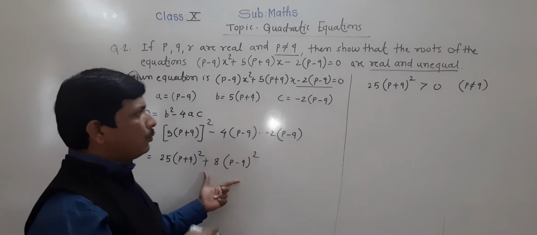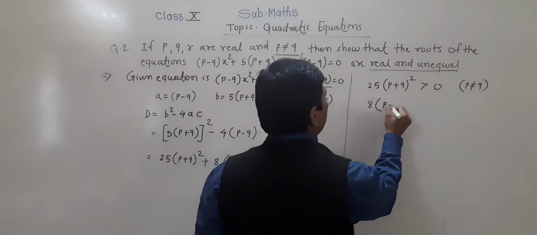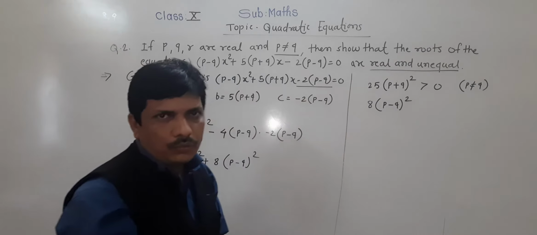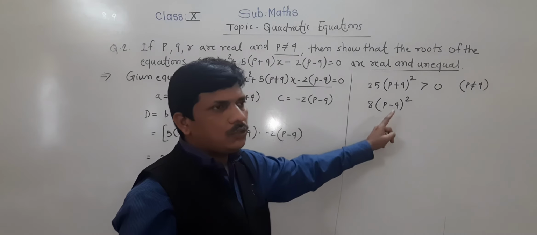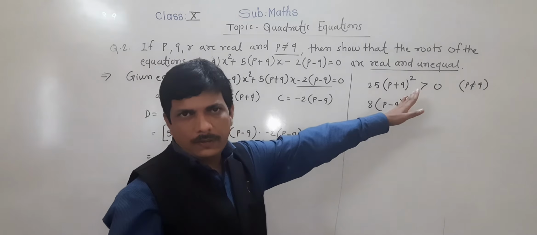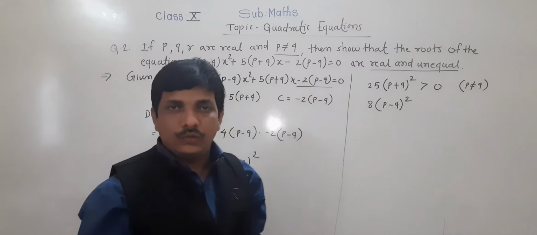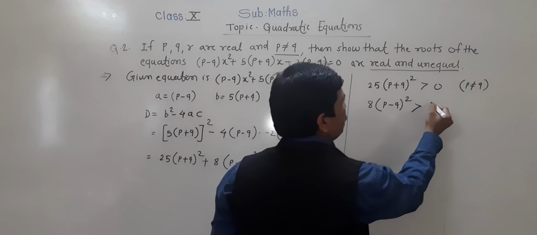Now the second term, suppose I am thinking about the second term. What is that? 8 into (p minus q) bracket square. So this is also greater than 0. Same values, if we take 1 minus 2, 1 minus 2 is minus 1, minus 1 square will be 1, 8 into 1 is 8, which is greater than 0. So here also 8 into (p minus q) square is greater than 0.